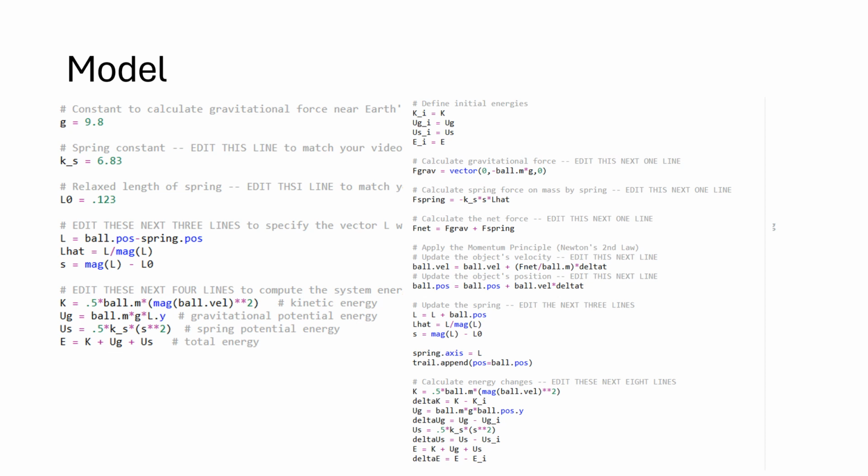The next four lines have to do with energies, so kinetic energy, gravitational potential energy, spring potential energy, and the total energy is just the sum of all of the energies. And so in the actual loop, we define the initial energies, we calculate the gravitational force, we calculate the spring force, and then the net force is just the sum of the forces. We update the velocity and position using Newton's second law and the position update formula. And then we update the spring using the spring force, and then we calculate the new energy changes and find delta E, which we then apply for the next round.